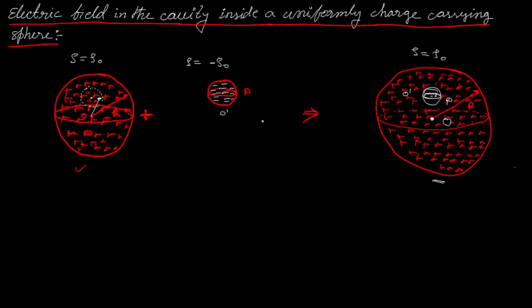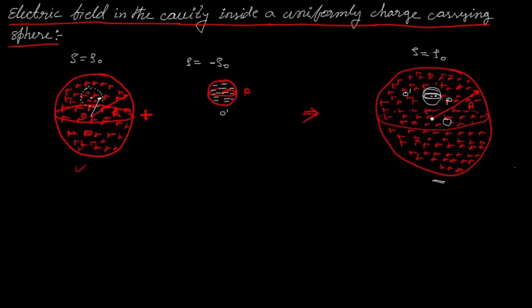In one situation we assume that there is no cavity, so we see a uniformly charged sphere, and we can calculate the electric field at point P. Then in the next step we consider only the cavity portion, but with a charge density minus rho, so it will also behave like a uniformly charged sphere with charge density minus rho. So we can calculate the electric field at point P, and then if we superpose these two, we'll get the final electric field.